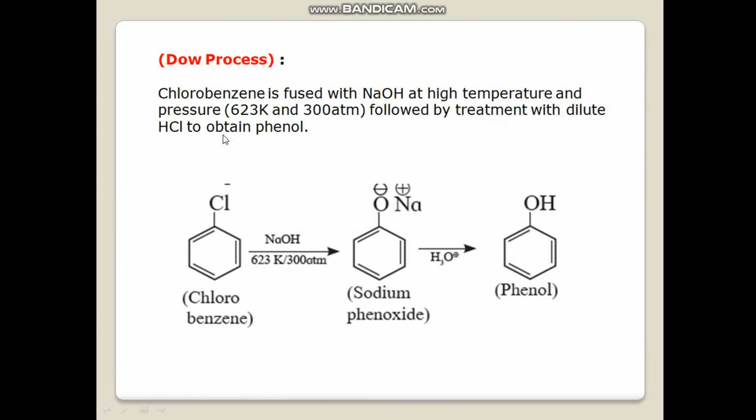Then the Dow process. What is the Dow process? What is the statement for the Dow process? Chlorobenzene is fused with NaOH, sodium hydroxide, at high temperature and pressure, followed by treatment with dilute HCl to obtain phenol. Chlorobenzene reacts with sodium hydroxide at 623 K temperature and 300 atmospheric pressure, forming sodium phenoxide ions. Hydrolysis of this sodium phenoxide gives phenol. This Dow process is useful for the preparation of phenol.